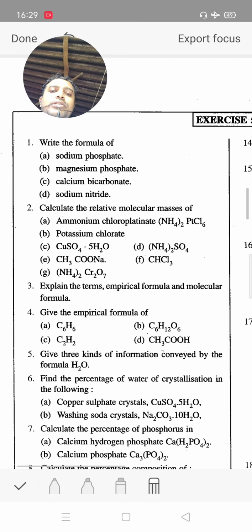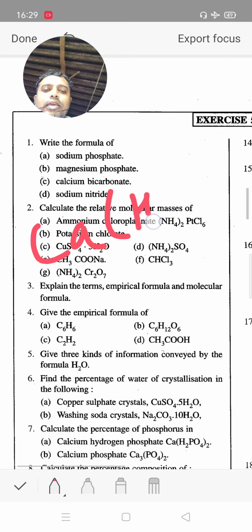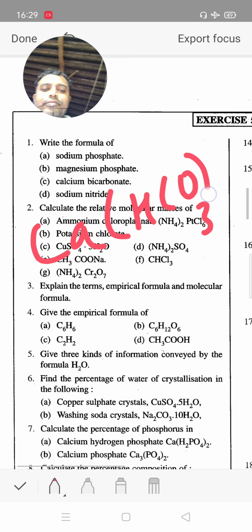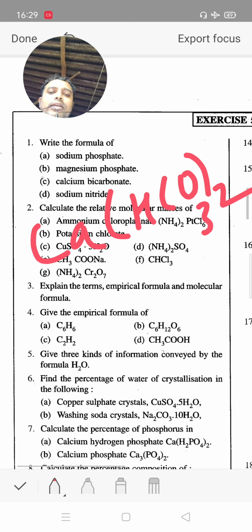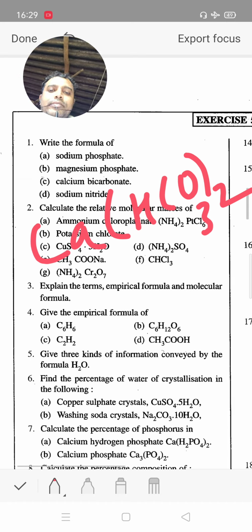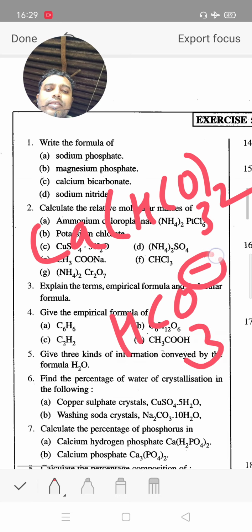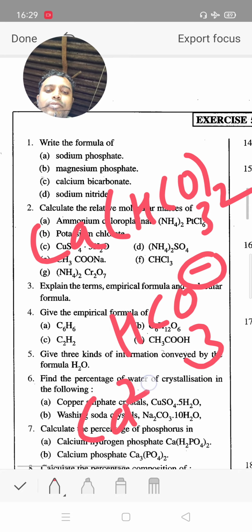Next, calcium bicarbonate. Ca(HCO3)2. HCO3 is minus 1 and calcium is plus 2. Therefore HCO3 twice. It is the formula of calcium bicarbonate.